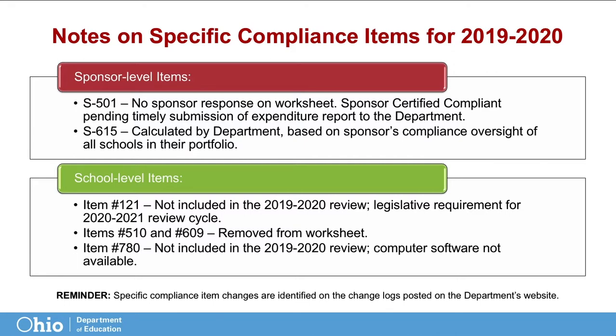2 items, numbers 510 and 609, were removed from the spreadsheet. Item 780 does not require a response from the sponsor and is grayed out. Computer software has not yet been developed for this item. All specific compliance item changes to the worksheets are identified on the changelog, which are posted with the final worksheets on the department's website for the 2019-2020 evaluation tools.